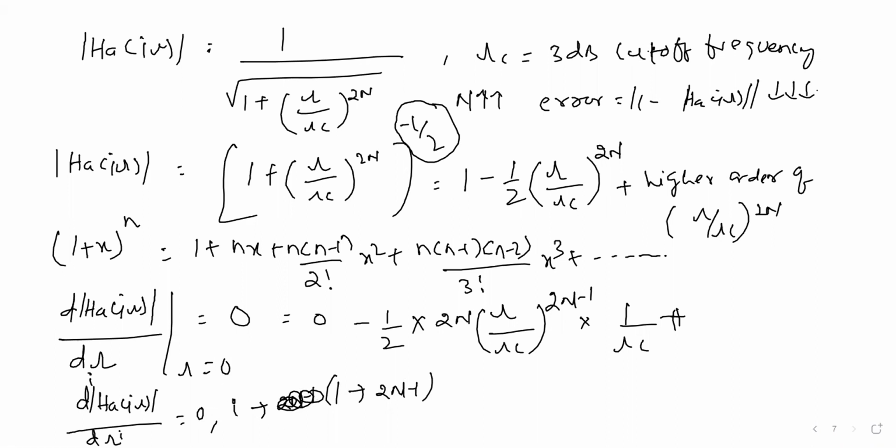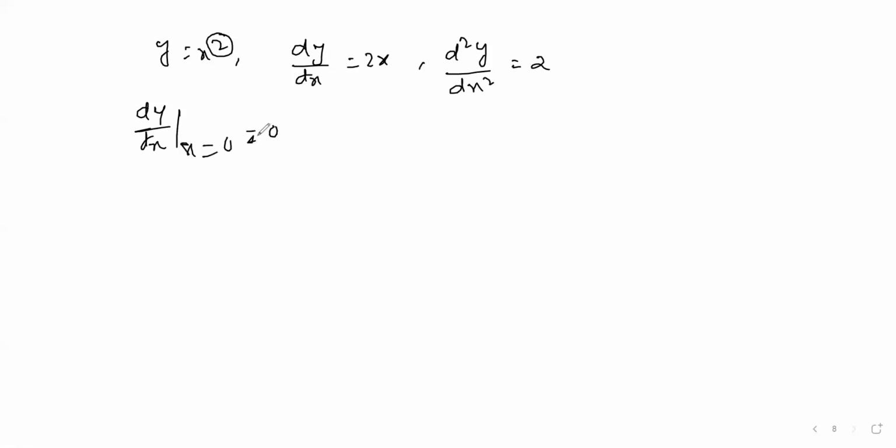See, I will show you one example here. Let y equals x square. Then dy by dx is 2x. Then d square y by dx square equals 2. Yes or not? See, simple. Here n equals 2. So now dy by dx for x equals 0 is 0, but d square y by dx square at x equals 0 is some constant. So up to how many terms are you getting 0? That is the question.